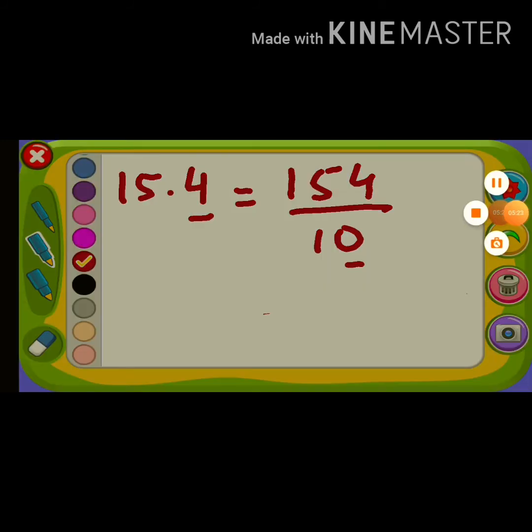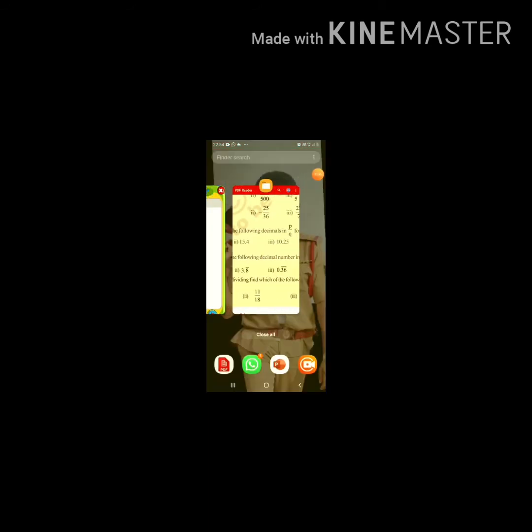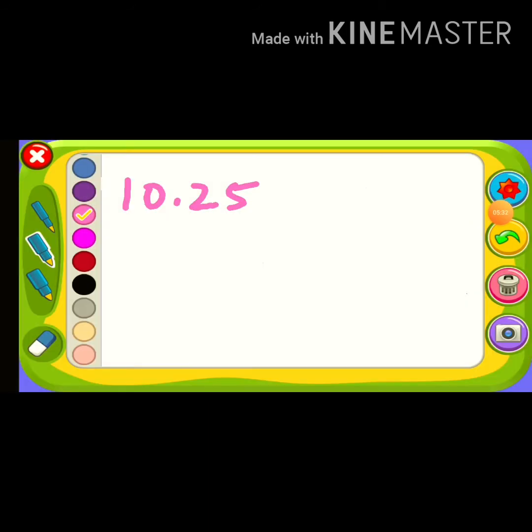Next bit is 10.25. So this can be converted into 1025 by 100. So 2 zeros because there are 2 digits after the decimal point.